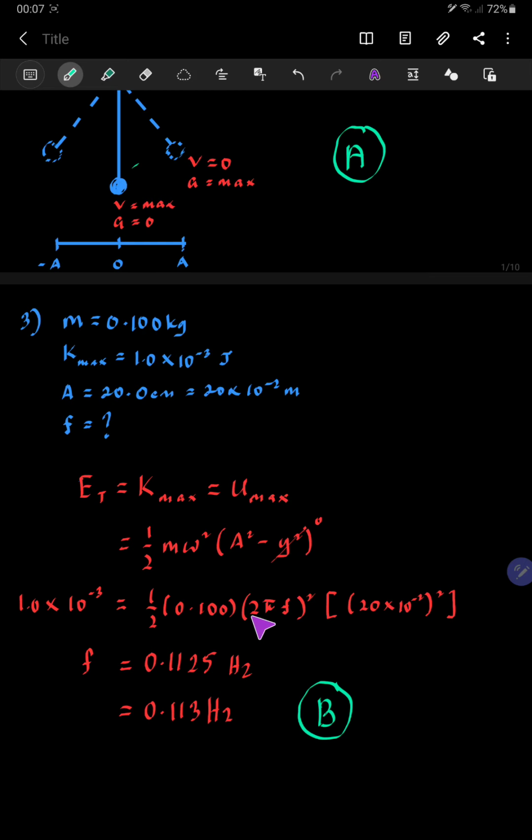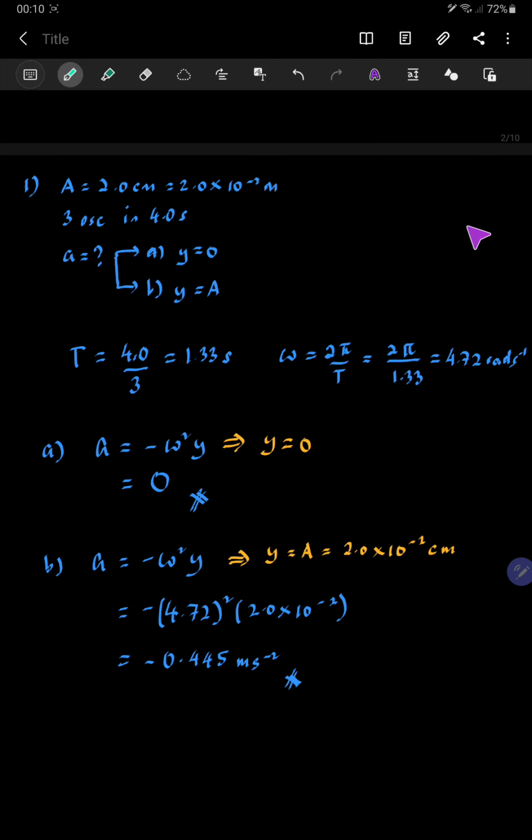Alright, so we just substitute all the values. M is given already, which is 0.1. Amplitude given is 20 centimeter. Convert it to meter, 20 times 10 to the negative 2 meters. Okay, don't forget about the square here. Then this is E total. E total still equals K max, isn't it? So 1 times 10 to the negative 3. By completing the calculation here, you will get the frequency equals 0.113 Hertz. So the answer is B.